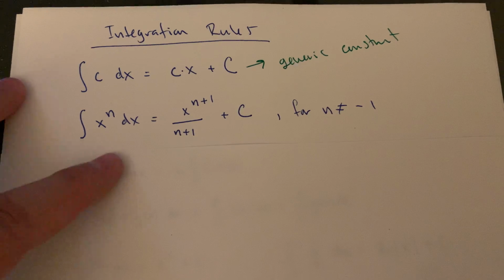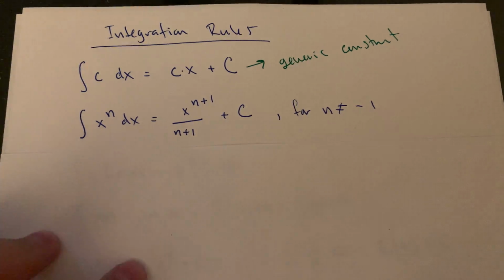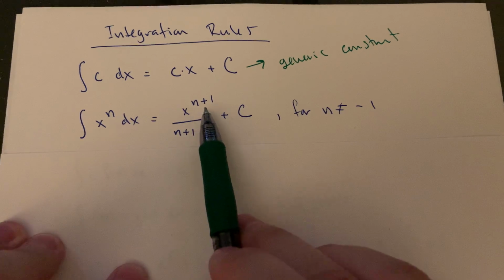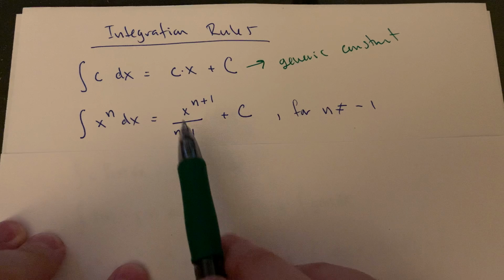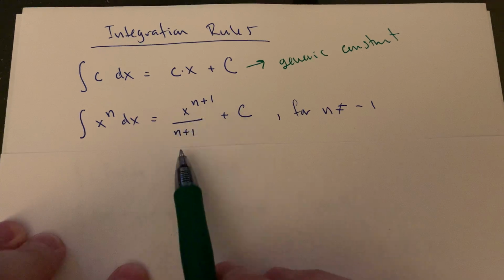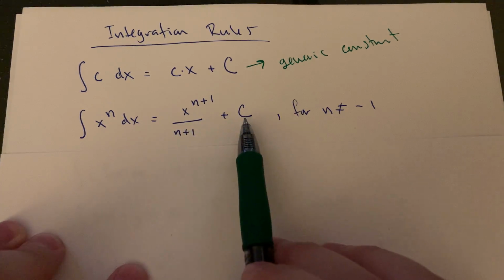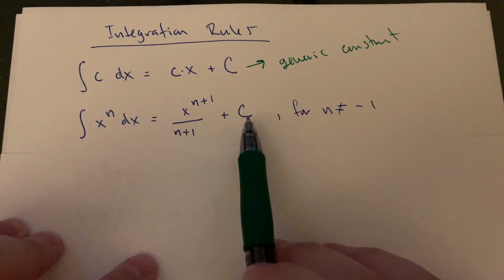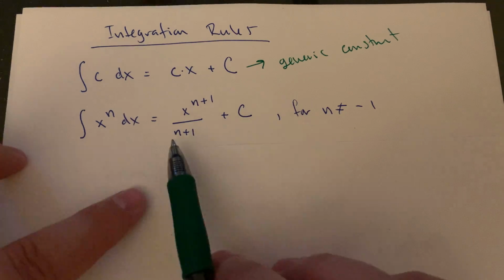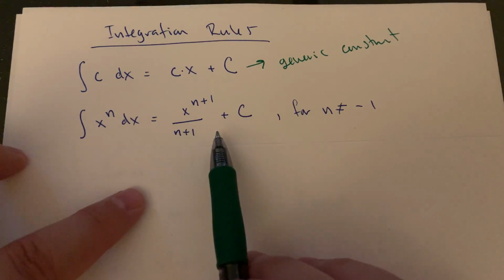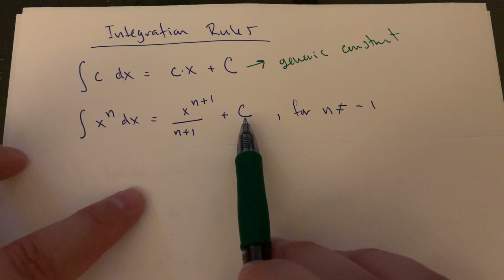So for x to the power n, the antiderivative, the integral, what's going to happen is you're going to add 1 to the exponent, and you're going to divide by that new power. So it's x to the n plus 1, divided by n plus 1, as always, plus our generic constant, big C. Anytime we're doing what we call an indefinite integral, where there are no values here, this is just a generic antiderivative, a generic version of it, you have to have plus big C.